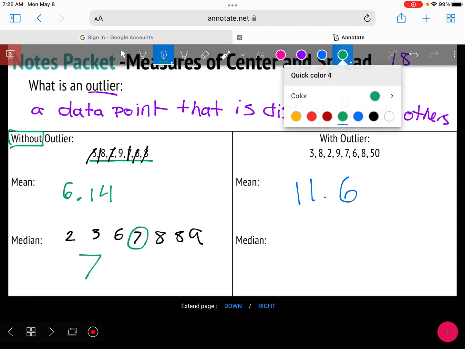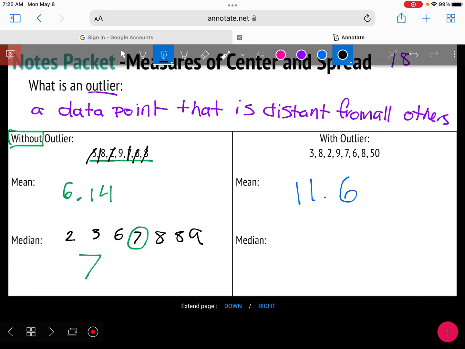And then we're going to find our median. So we're going to, again, put them in order. We have our 2, 3, 6, 7, 8, 8, 9, and then 50. So where's our median? Between the 7 and the 8. So we're going to go 7.5. It's halfway between 7 and 8.